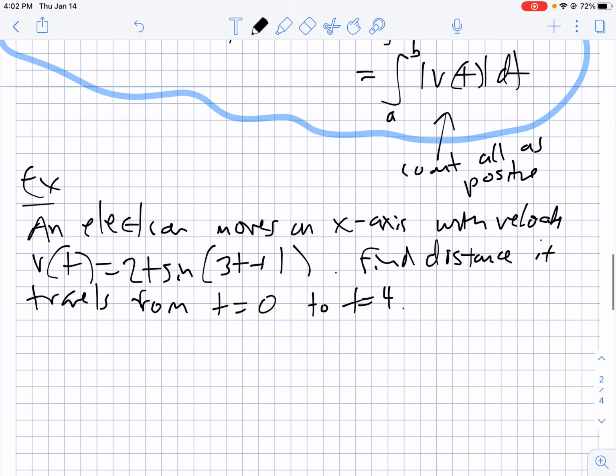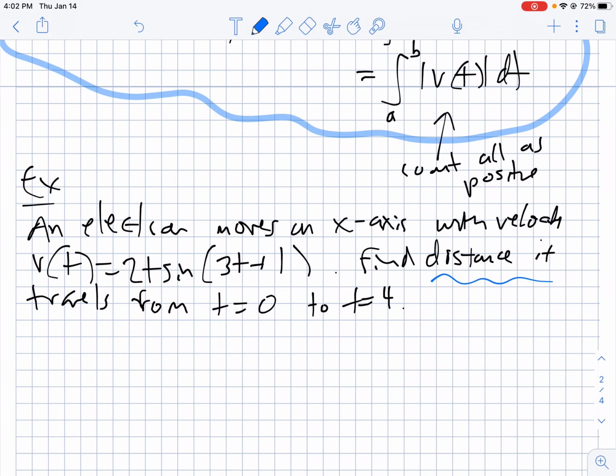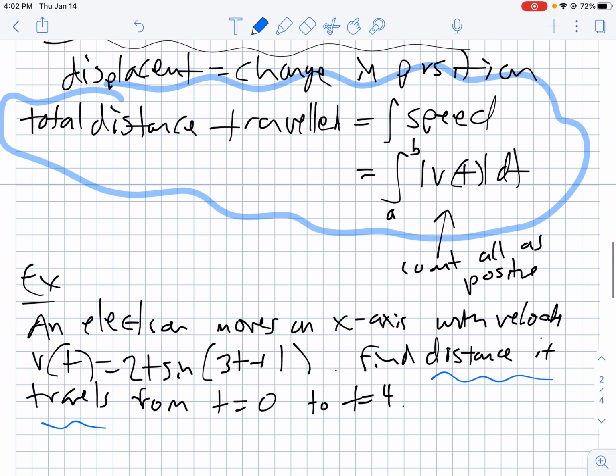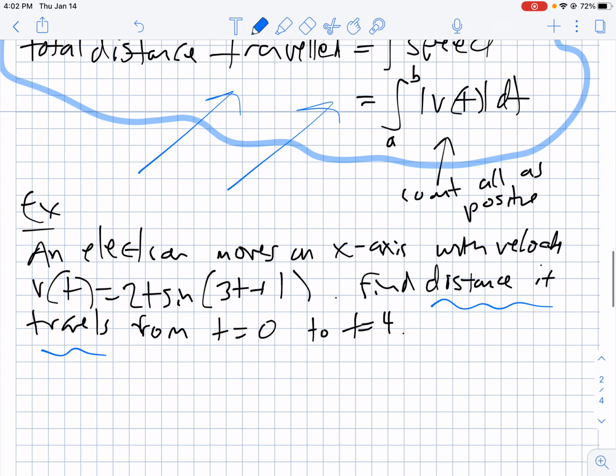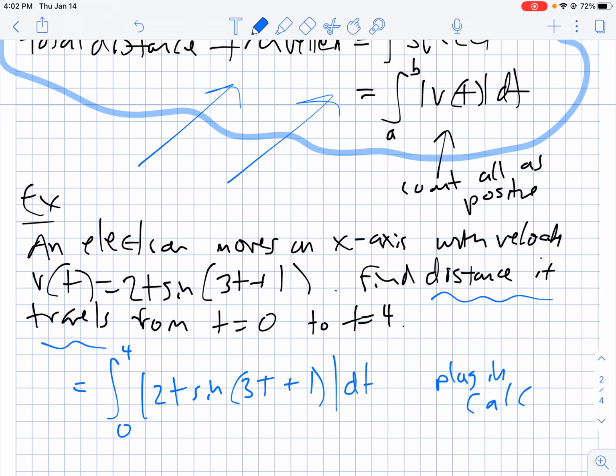All right, so when you're doing a problem like this and you see the phrase like distance that it travels, you should immediately just be jumping to this equation. Okay, distance traveled, I'm just integrating an absolute value. So this is going to be the integral from 0 to 4 of the absolute value of 2t sine of 3t plus 1. Great, now we don't know how to integrate this, so what I'm going to tell you to do, just plug this in your calculator. So I'll give you a second, go ahead and pause the video, plug that in your calculator.